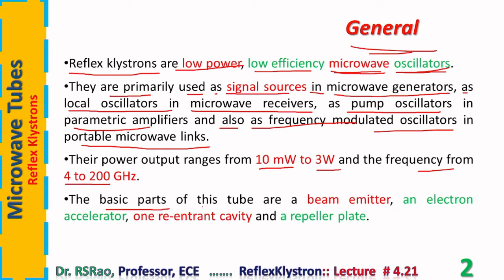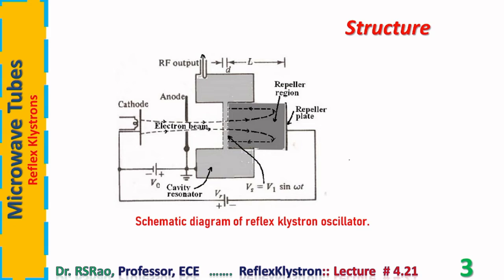The basic parts of this tube are beam emitter, electron gun, an electron accelerator, one re-entrant cavity, and a repeller plate. These are basic parts that go into the design of reflex klystron oscillators. The structural features of the oscillator are illustrated here.